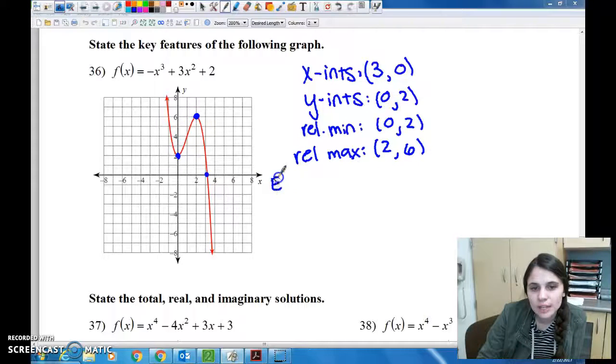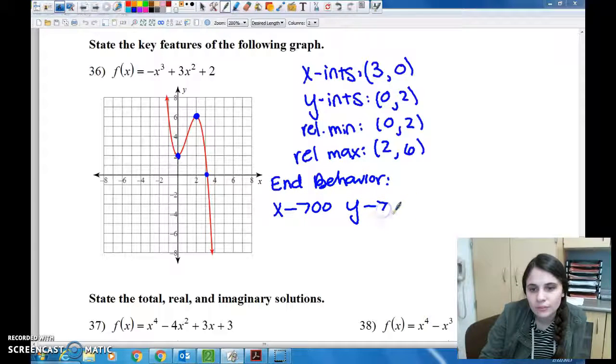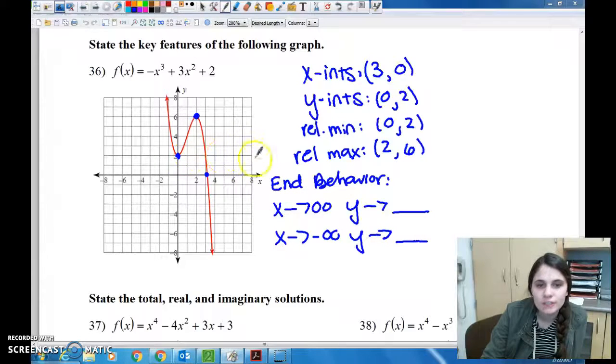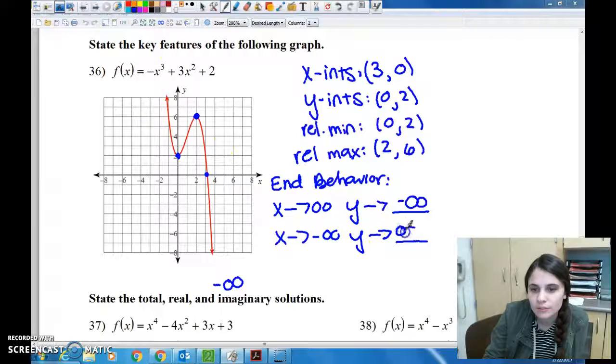And then we do what's called end behavior. So end behavior is what happens as x goes to infinity, where does y go? And as x goes to negative infinity, where does y go? So as x goes to infinity, which is further and further this way, y, we notice, is going further and further down, which is negative infinity. So as x goes to positive infinity, y goes to negative infinity. Whereas as x goes to negative infinity, which is further and further this way, y is going up and up and up to positive infinity.